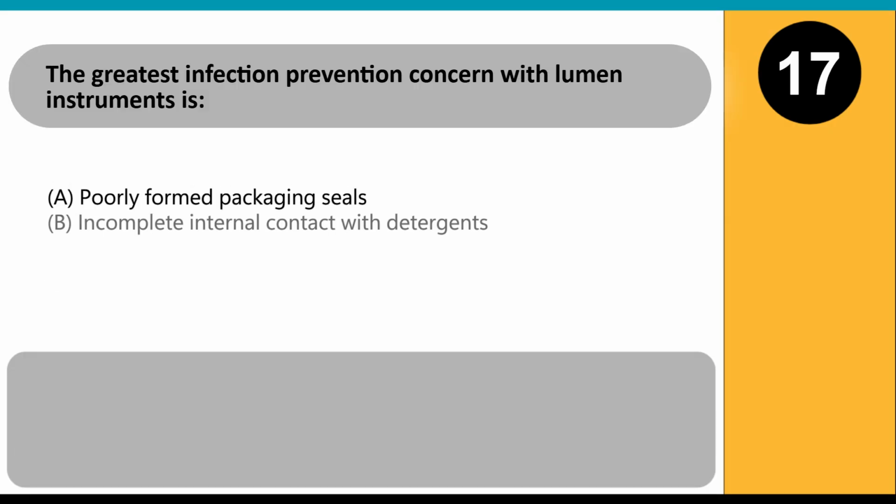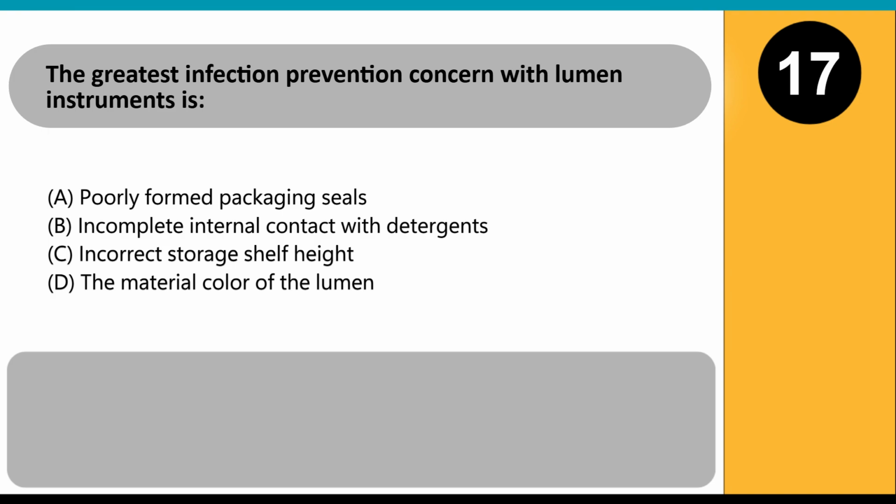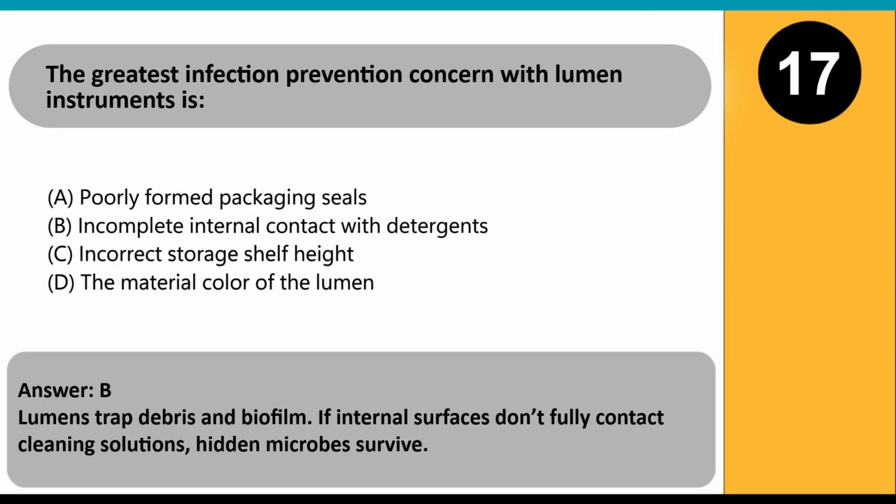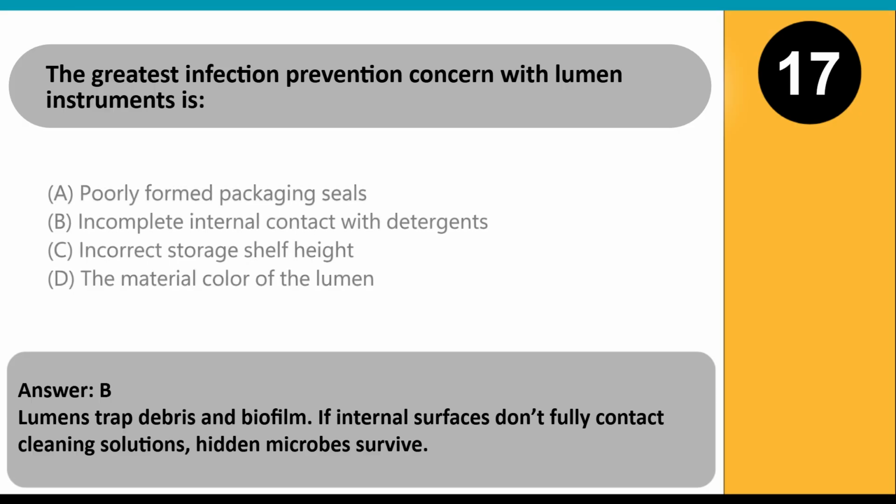The greatest infection prevention concern with lumen instruments is: A. Poorly formed packaging seals. B. Incomplete internal contact with detergents. C. Incorrect storage shelf height. D. The material color of the lumen. Answer B. Lumens trap debris and biofilm. If internal surfaces don't fully contact cleaning solutions, hidden microbes survive.